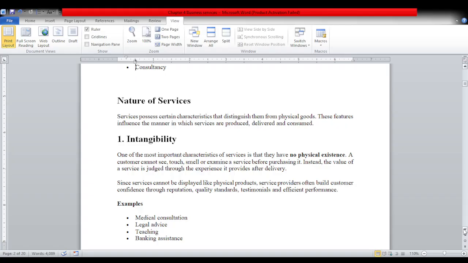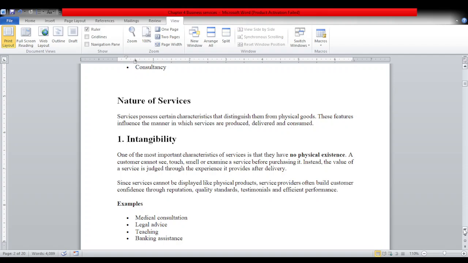After availing the service, you just feel how the salon service is being provided to you. So there is no physical existence of the services. They are just backed by the product which will help you to avail the service. So they will definitely charge some amount against providing the services.